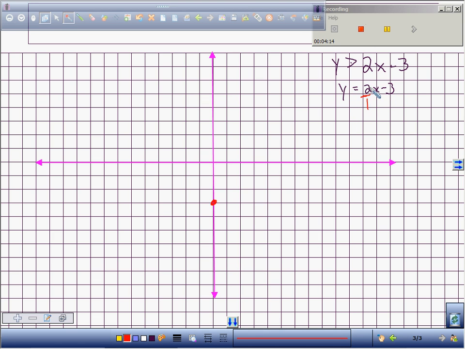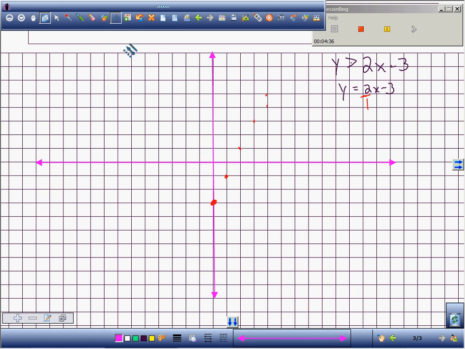And then Maddie said this means a slope of up 2 and over 1, right? So from this point, I'm going to go over 1 up 2, or up 2 over 1, same difference. Do that a couple times: up 2, over 1, up 2, over 1. Whoops, that's not good. That's up 2, over 1. And then I draw a line through those points.